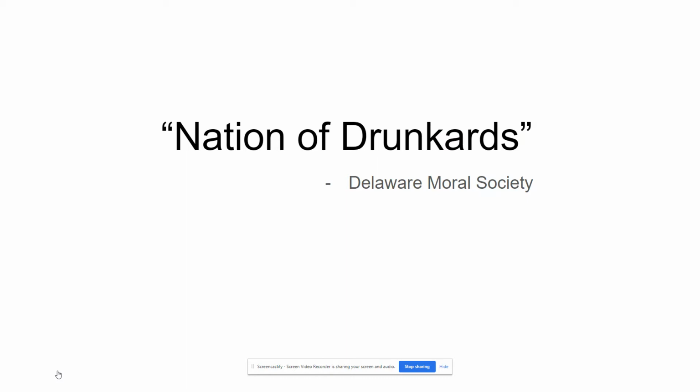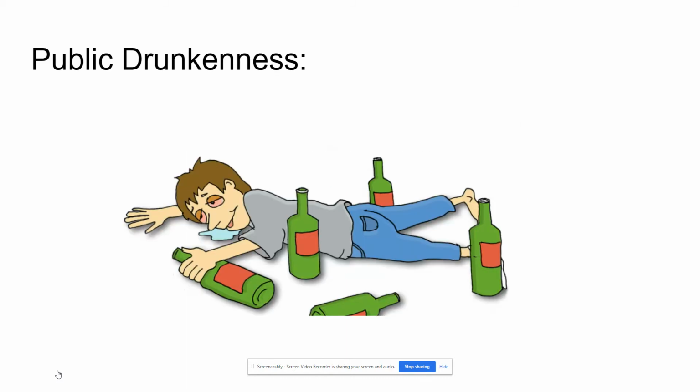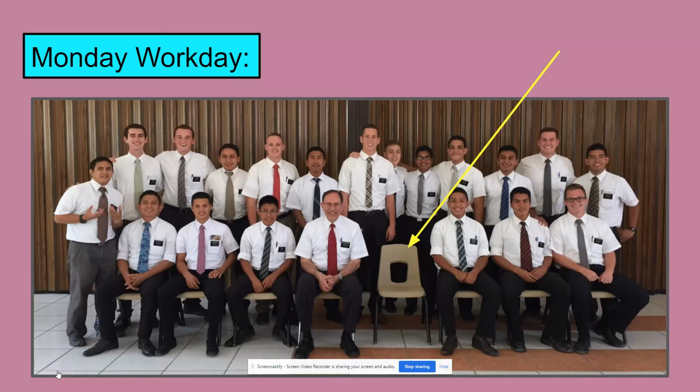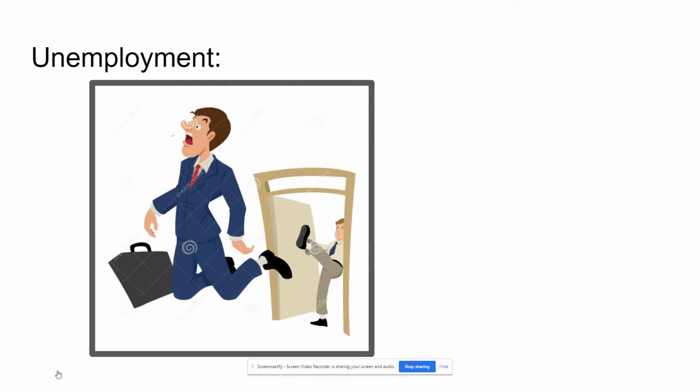And one label from the Delaware Moral Society was, we were becoming a nation of drunkards. Public drunkenness all over the streets. Basically, it looked like alcohol was destroying our society. Mondays in particular, a lot of people wouldn't show up to work, or they'd show up and be miserable. So a lack of productivity economically. A lot of people blamed alcohol for the loss of jobs, unemployment.